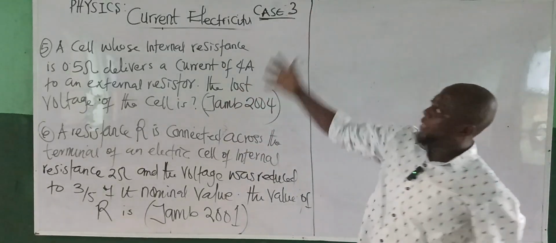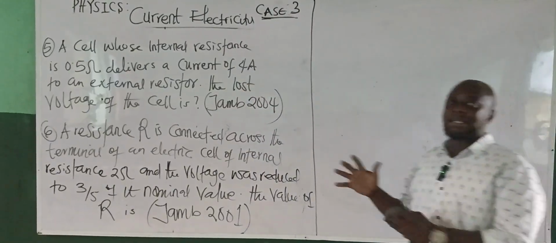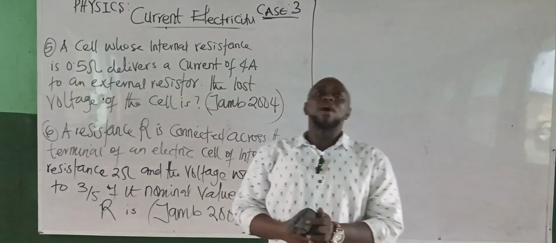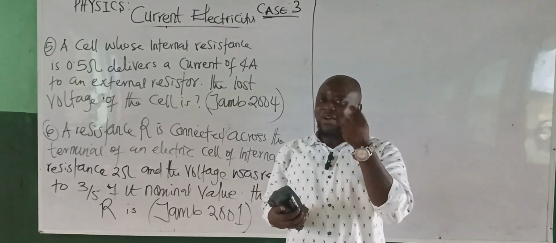All right. Number 5 and 6 in current electricity is here. I bet you are going to be extremely good at solving current electricity.